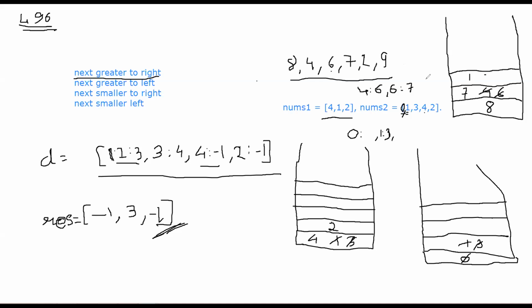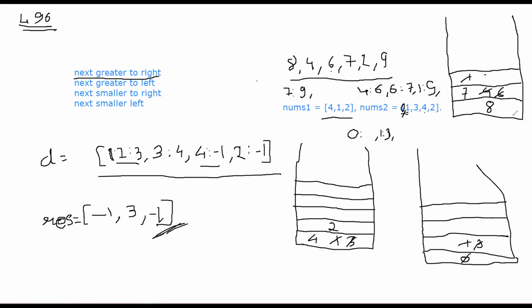Now I came to 9. So 9 is greater than 1. So yeah, I'll pop this out. And for 1, I'll write 9. And then now the top is 7. I'll pop 7 also out. And for 7, I'll write 9.